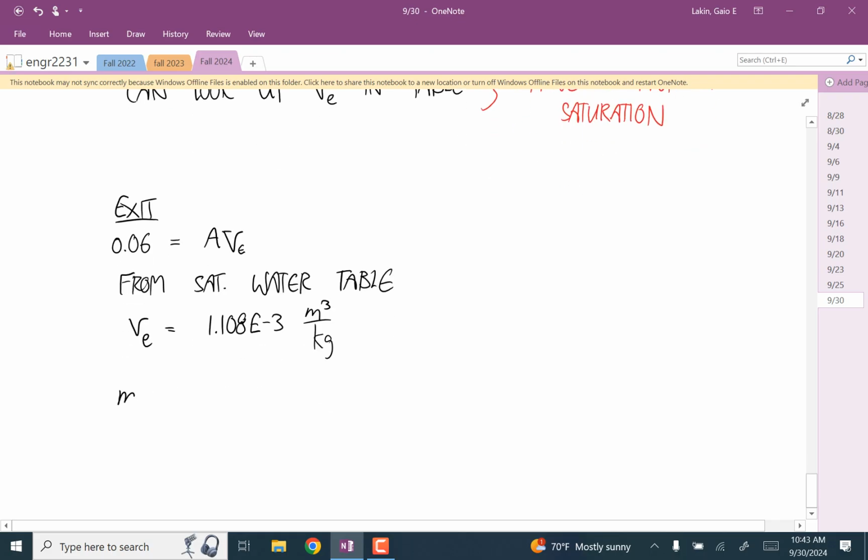And so the mass flow rate at the exit is equal to the density times the volumetric flow rate, which is the volumetric flow rate divided by the specific volume. And so that gives you 54.15 kilograms per second.